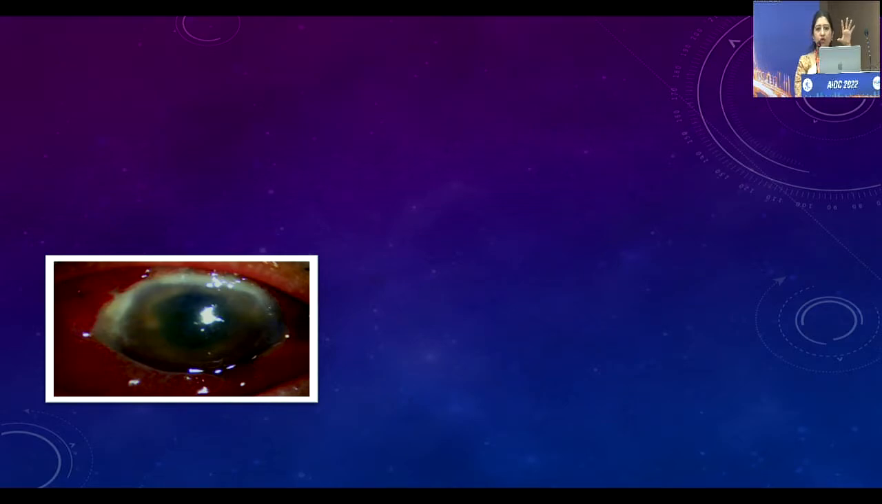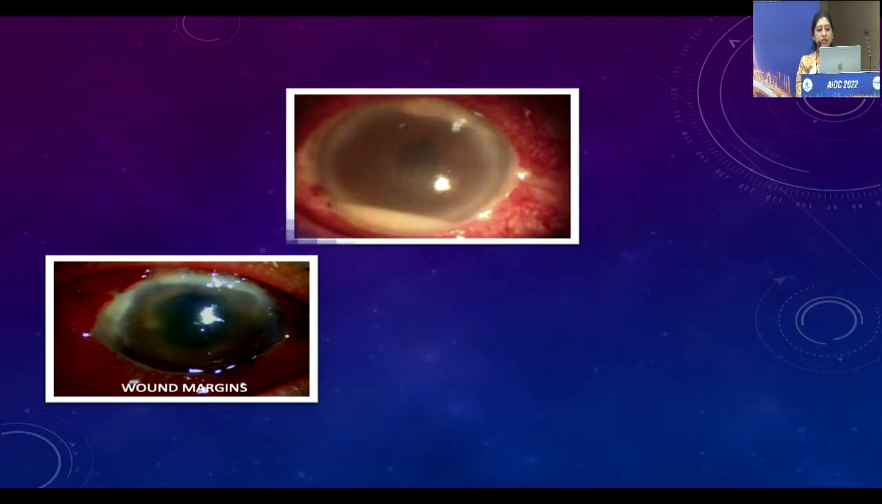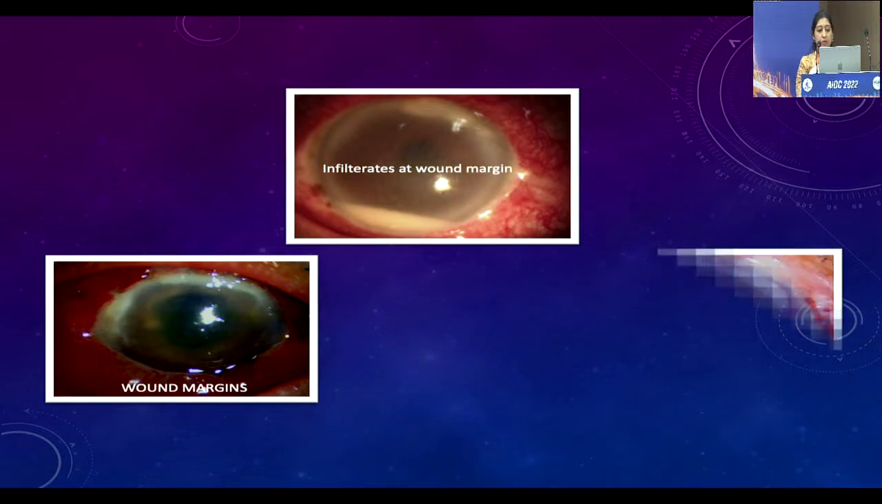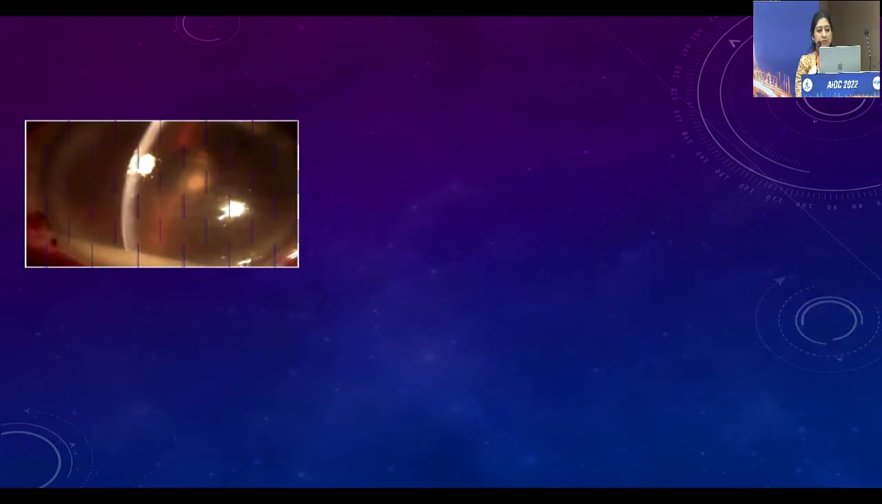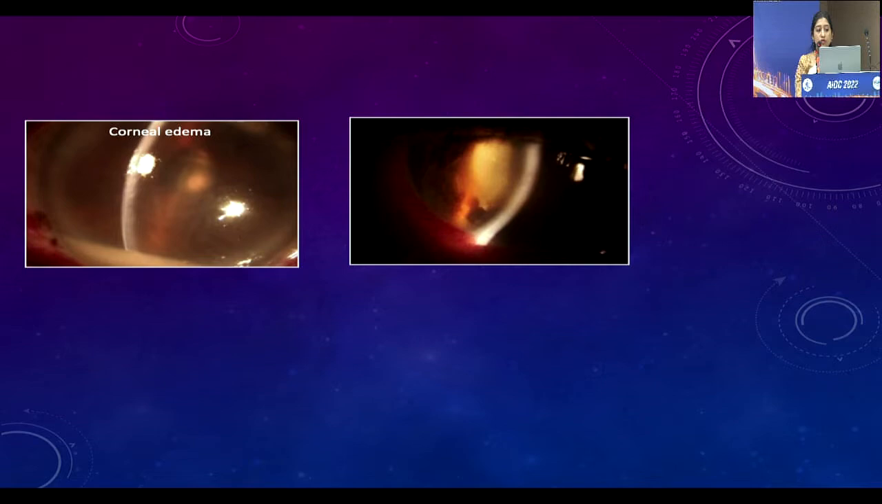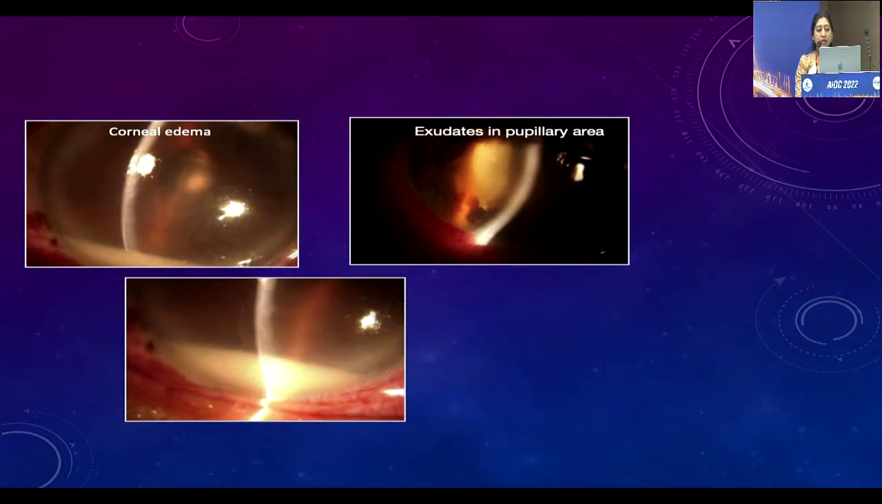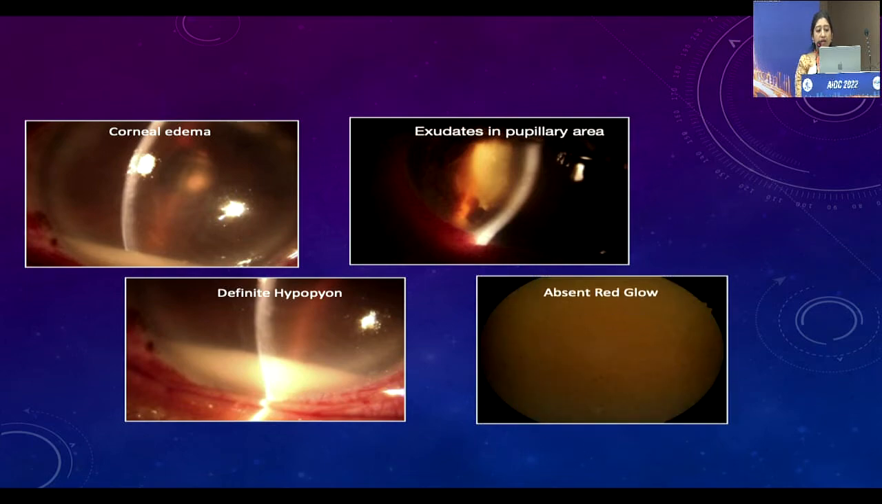Is there any kind of exudation, or is there any fibrin extending from the wound towards the pupillary area? How is the vitreous reaction? What is the color of the hypopyon? In bacterial endophthalmitis, it would be a yellow colored hypopyon. How is the wound margin? There would be presence of corneal edema. How much is the pressure? There would be exudations in the pupillary area.